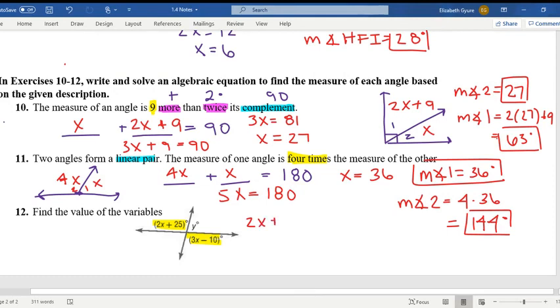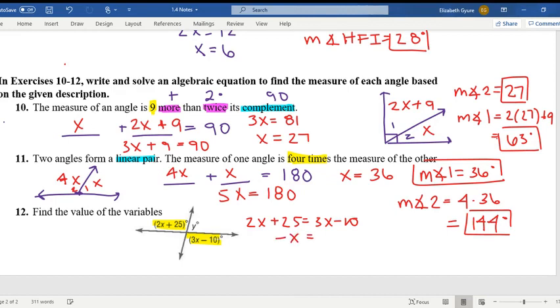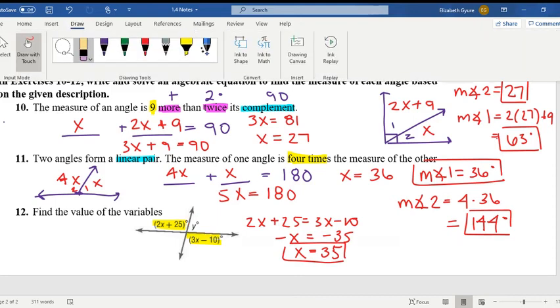2x plus 25 equals 3x minus 10. I'm going to subtract my 3x over. That'll give me a negative x. Subtract my 25 over, that gives me negative 35. If you prefer to work with positives, then just do it the other way. So x is 35, and it doesn't say I have to plug it back in. It just says to find the value of the variables. But I still need to find y.